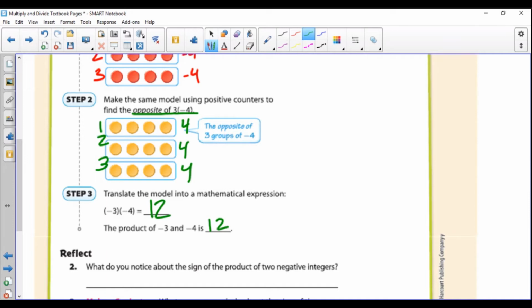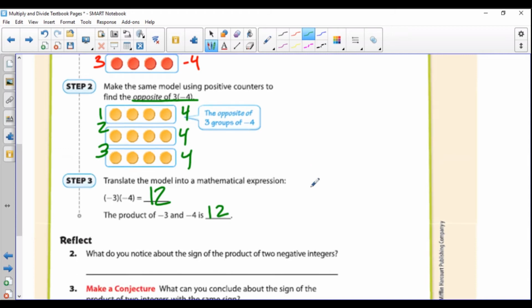So negative 3 times negative 4 will get me 12. Okay? So again, the reason that works is because we're thinking about the negative symbol as representing the opposite. So what is the opposite of 3 groups of negative 4? Well, the opposite of 3 groups of negative 4 is 3 groups of positive 4. So that's how I'm getting 12 as my answer.